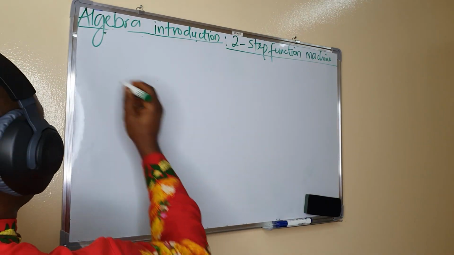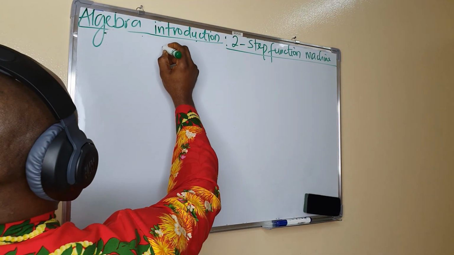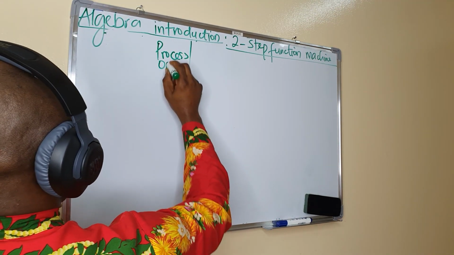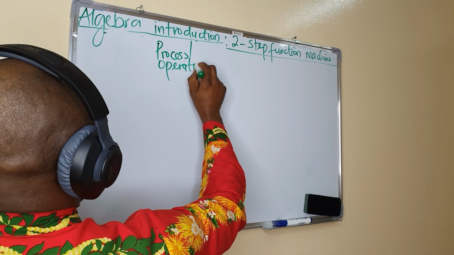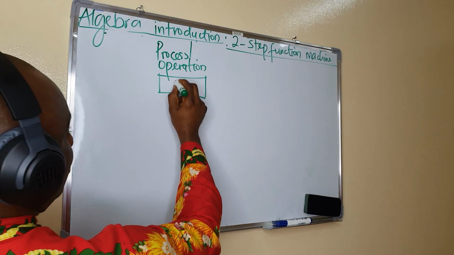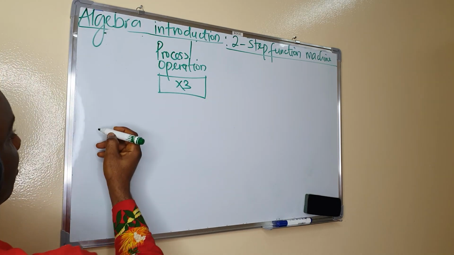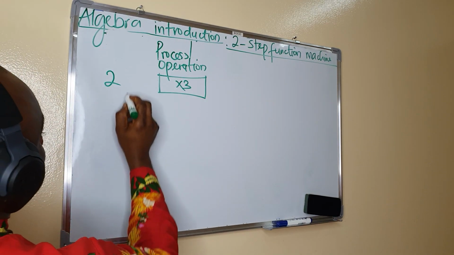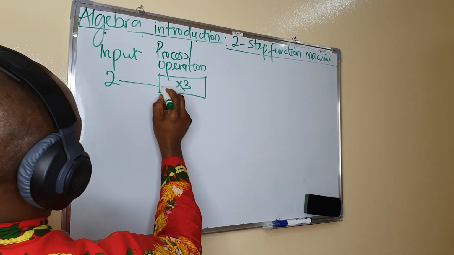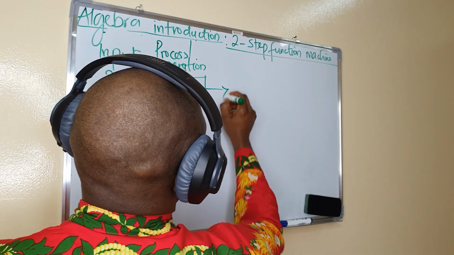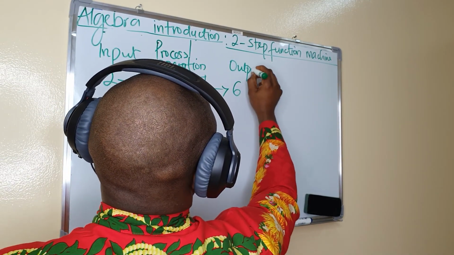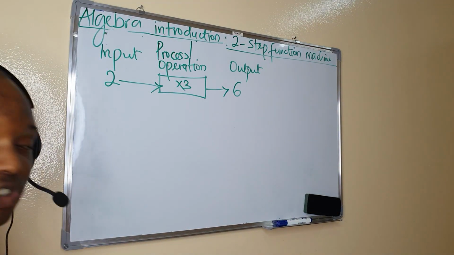In a one-step function machine, for example, we learned that the process stage, which is also called the operation stage, usually has just one function happening here. Let's say we could just be multiplying by 3. Let's say we have an example of 2 as our input. Since the operation is by 3, we just multiply by 3 and it ends up giving us an answer 6. This answer is called the output. This was what we did in the one-step function machine.